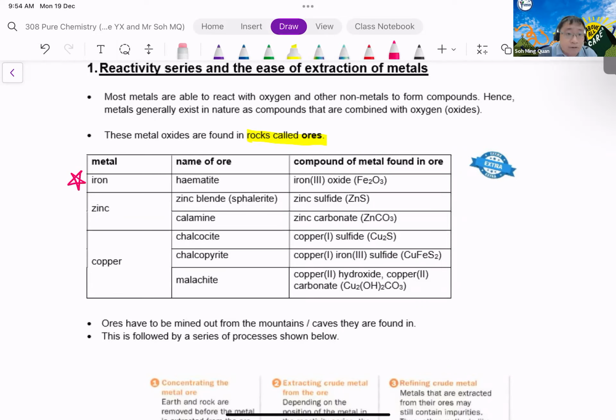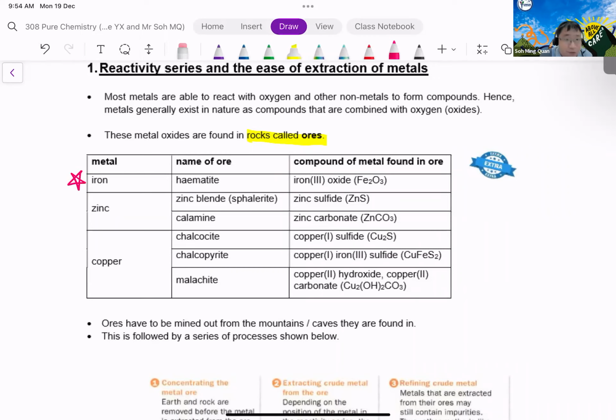So I repeat, the ore is a rock. In the case of iron, iron is found in hematite, which is the rock, right? Hematite contains what compound? Hematite contains iron 3 oxide. So the first one you should learn. Now, I've given you other examples like zinc and copper. So zinc is found in a variety of rocks. Copper is also found in a variety of rocks.